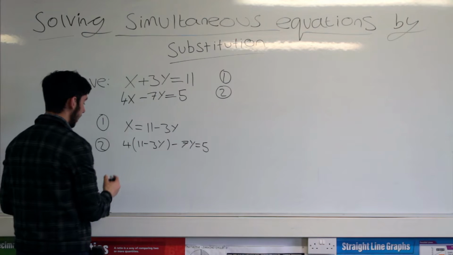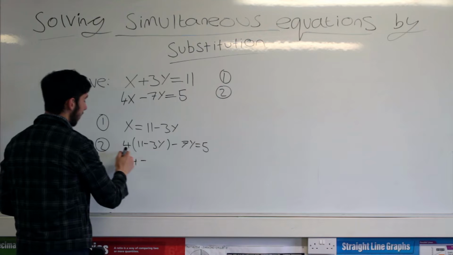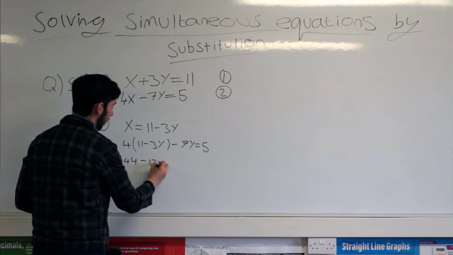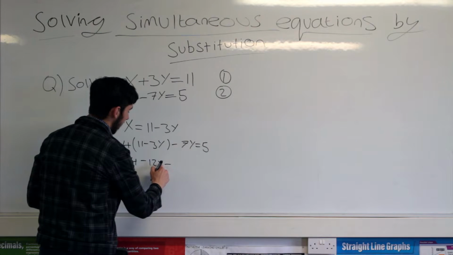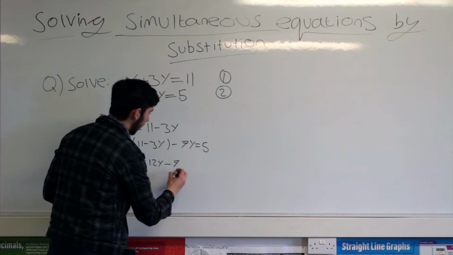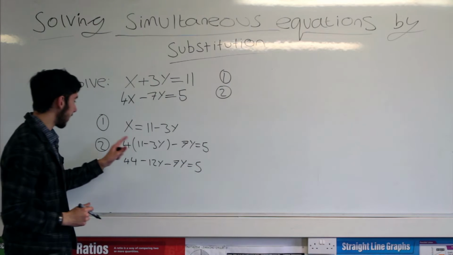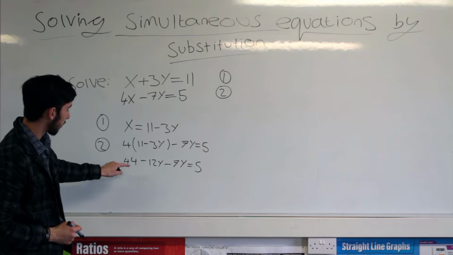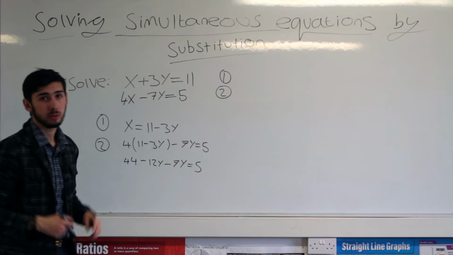So let's do it, guys. Let's expand this out. So 4 times 11 is 44, minus 4 times 3y, which is 12y, so 4 times minus 3y is minus 12y. I need to make sure my y's definitely look like y's. That's a bad character flaw of mine. My y's sometimes look like x's. So, okay, we've expanded this out. We've got 4 lots of 11, 4 lots of minus 3y. That's 44 minus 12y. Minus 7y, still there, equals 5, still there.